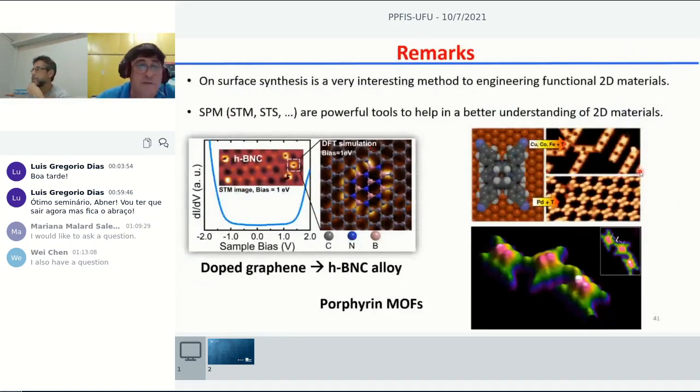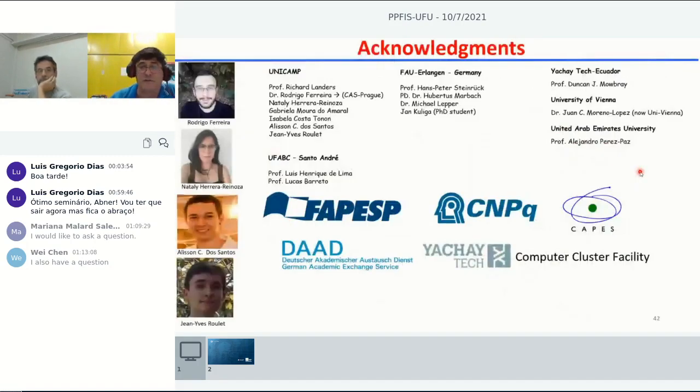With that, I would like to summarize. Basically, we use this surface synthesis to construct toy models that we want to explore, or I would say engineer, functional 2D materials. We use SPM, STS, and XPS to explore the material we are constructing. I hope I convinced you that these techniques are very powerful to study these kinds of materials.